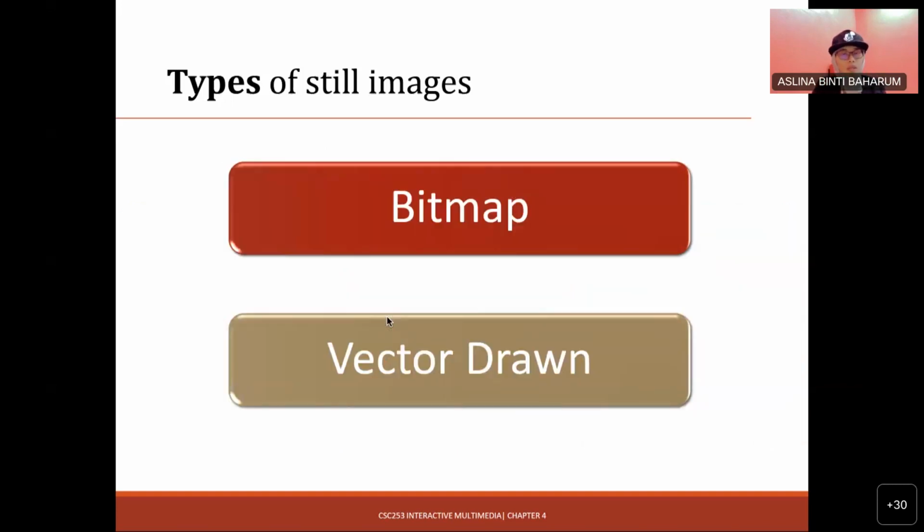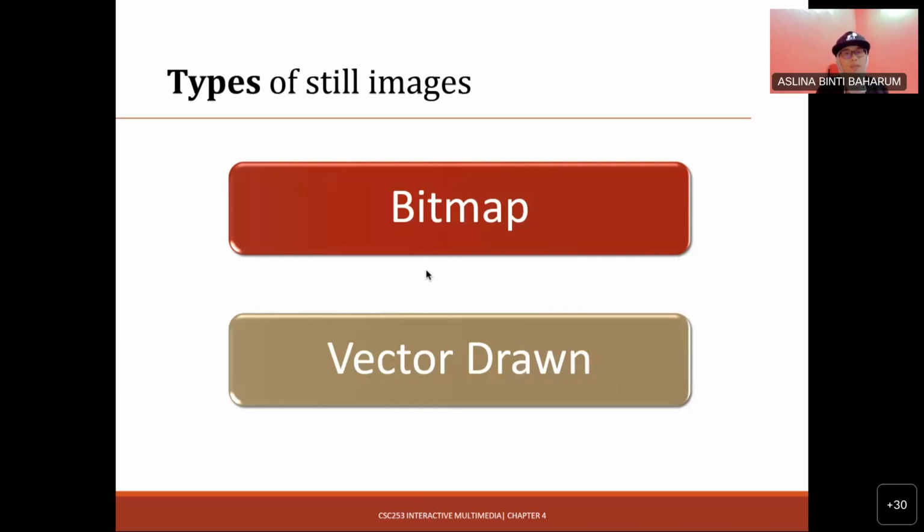We have two types of images: one is bitmap and one is vector drawn. Remember that we also have vector in text, right? What is vector? The detail of the line of the text, right? So it is the same with images, we also have vector drawn. If you want to draw a cat, for example, bitmap is as it is, but with a vector drawn, you have the detail of the drawing.